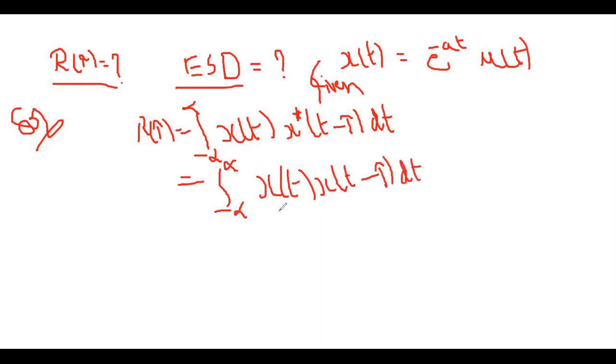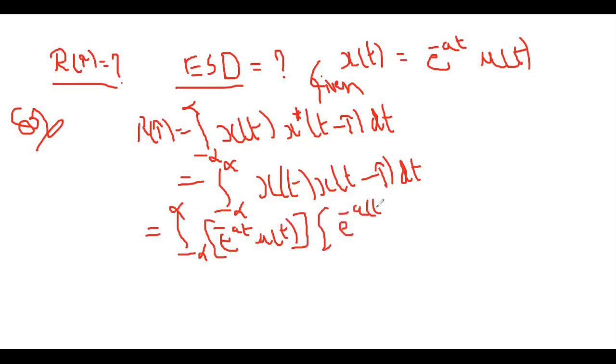Okay. What is x of t given? Integral from minus infinity to infinity of e power minus at mu of t, substituting x of t, times x of t minus tau, e power minus a times (t minus tau), and mu of t minus tau as the second signal, dt.